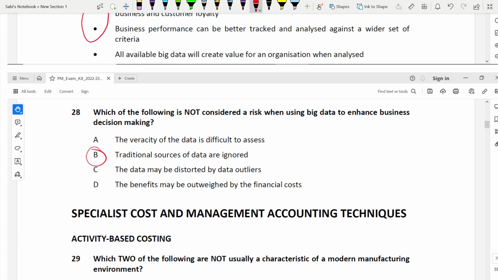We have finished the first 28 questions from your Section A, and the next topic is specialized cost and management accounting techniques. So we are studying all types of costing techniques and all the questions under that. So questions from 29 onwards we'll be covering in the next video.